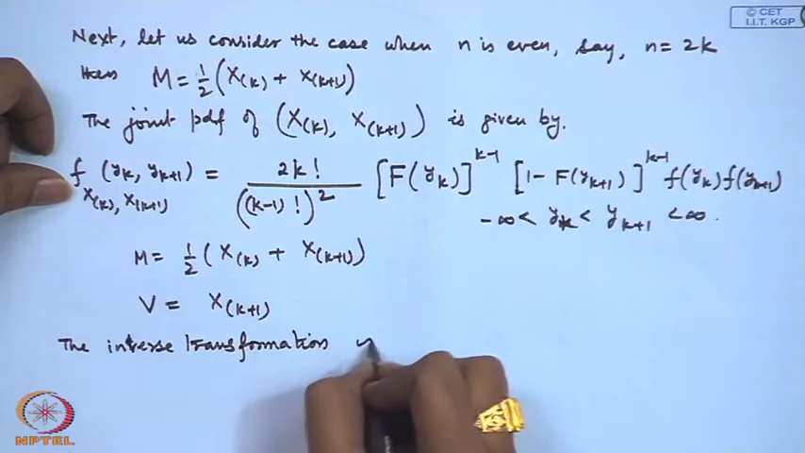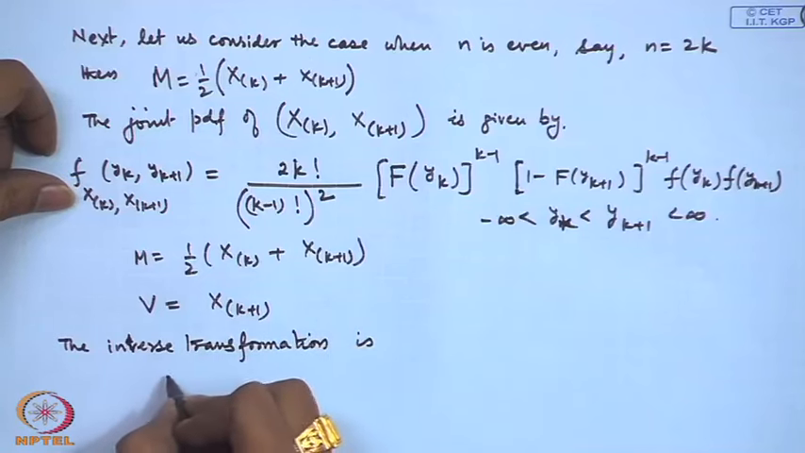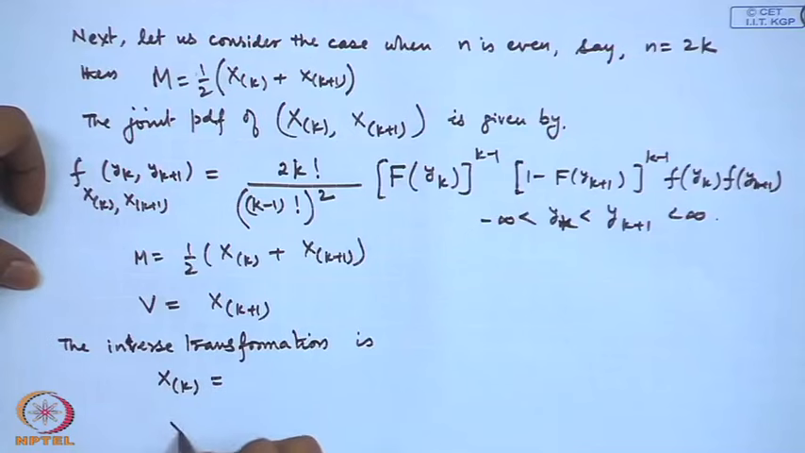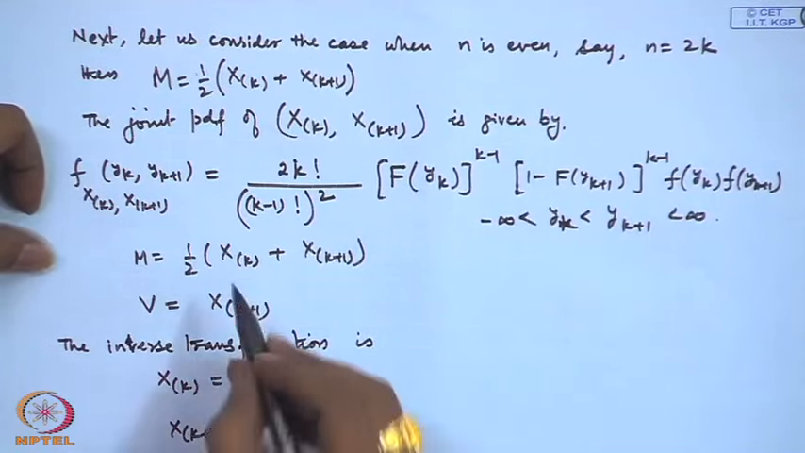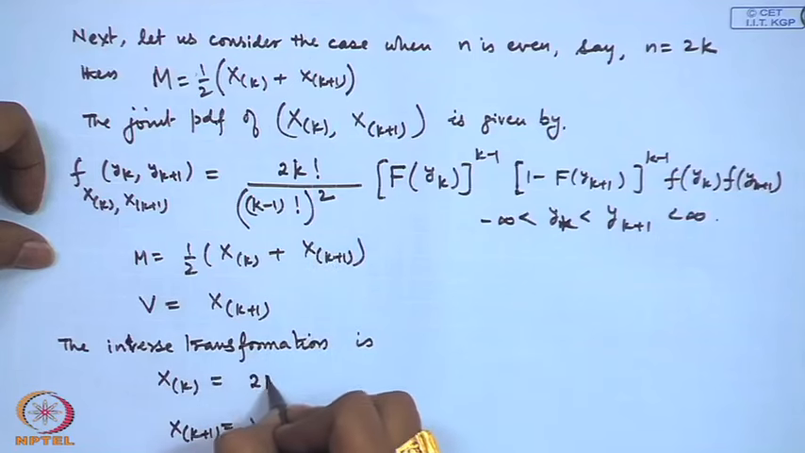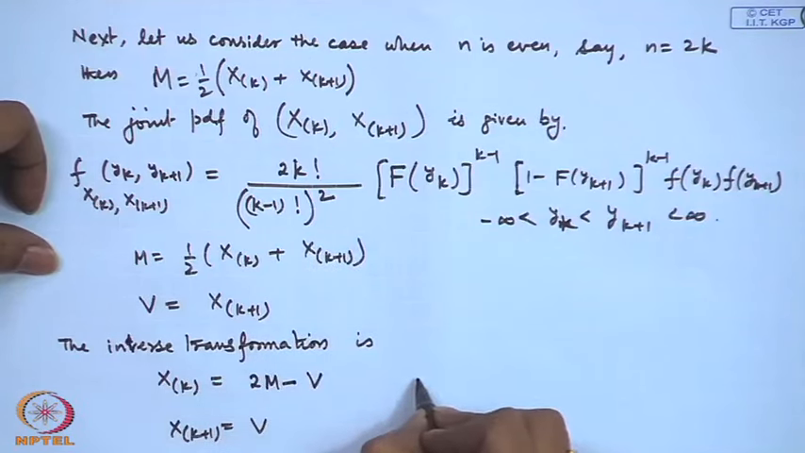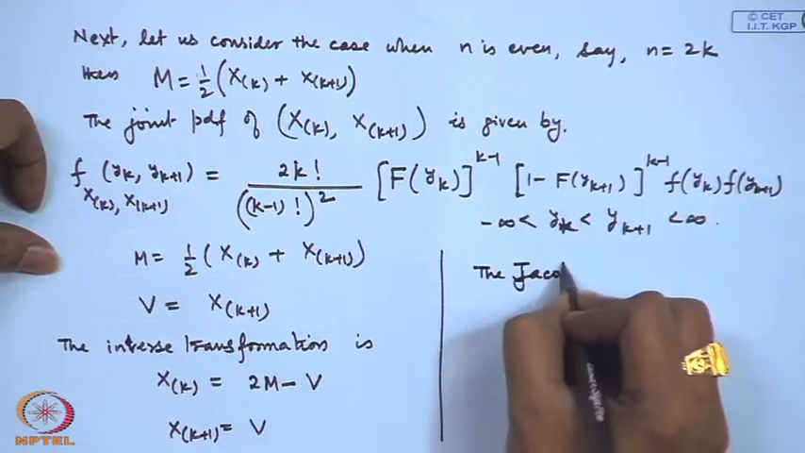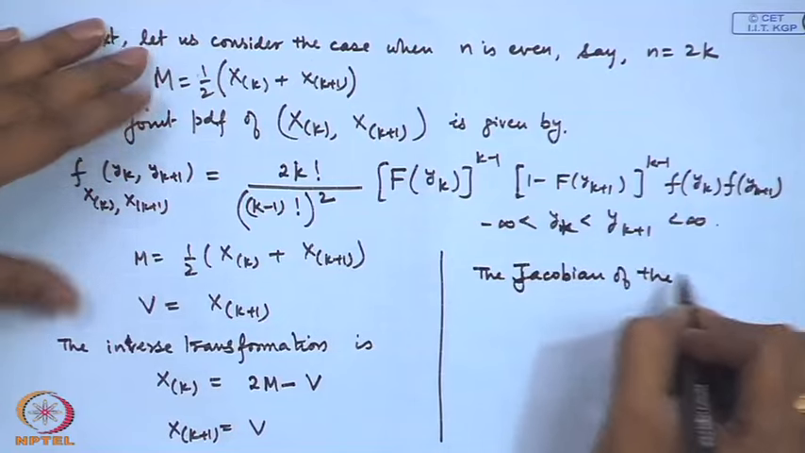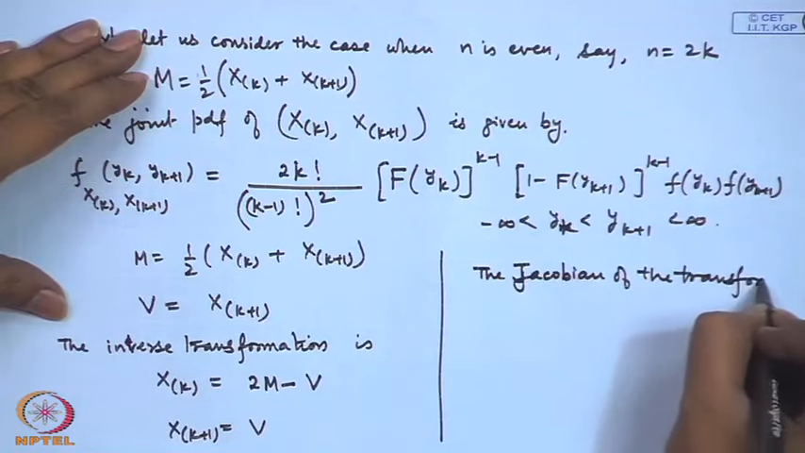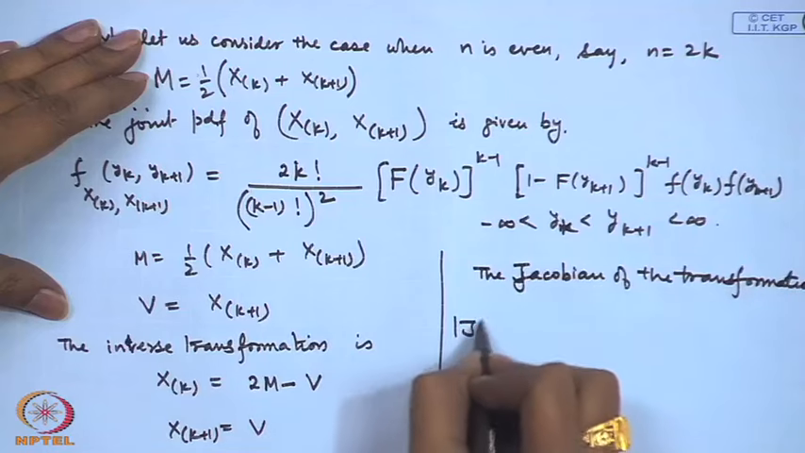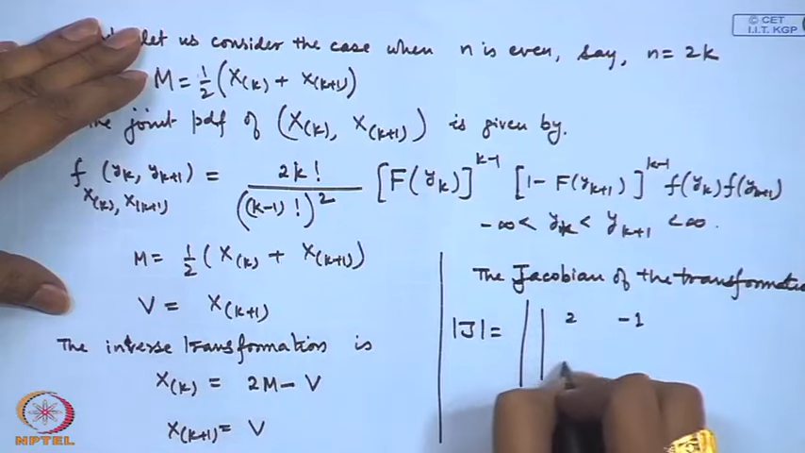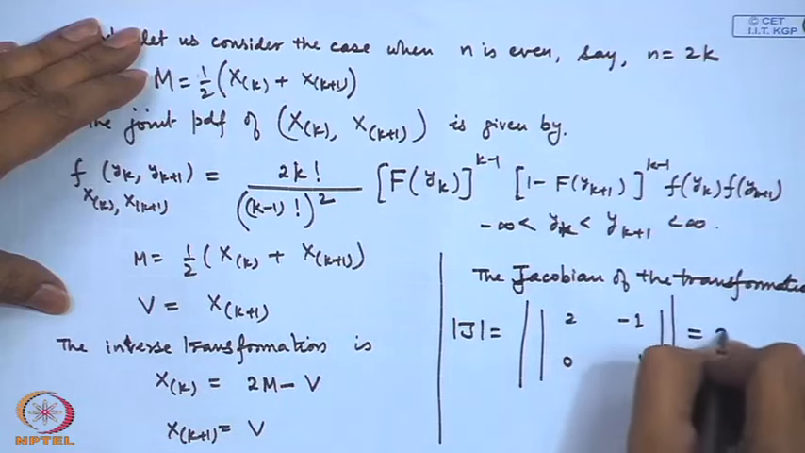The inverse transformation will turn out to be x_k = ..., and basically x_{k+1} = v. So if I put it here, I get 2m minus v. The Jacobian of the transformation will give me the determinant of the matrix with entries 2, minus 1, 0, 1. So that is becoming equal to 2.